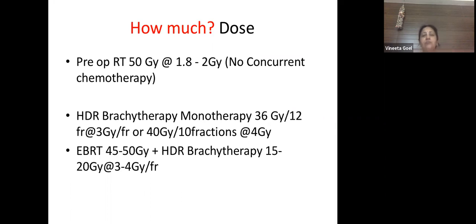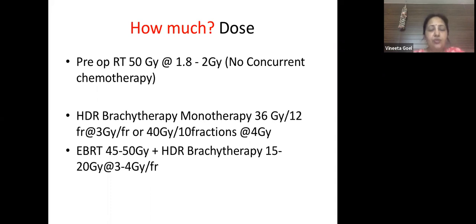hold true here. There are a couple of case reports where people have given very low dose of adriamycin or cyclophosphamide and have burned their fingers, and the patients had acute skin complications, and a good majority could not even complete preoperative radiation therapy. So when we say preoperative radiation therapy, it is only preoperative radiation therapy. It is not concurrent CTRT.